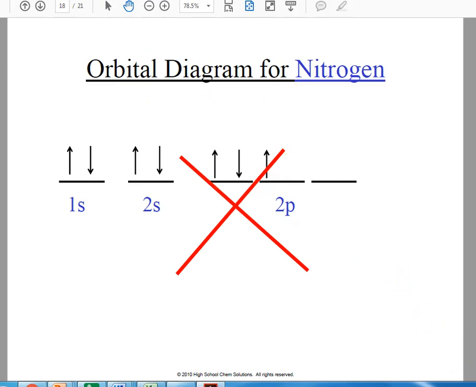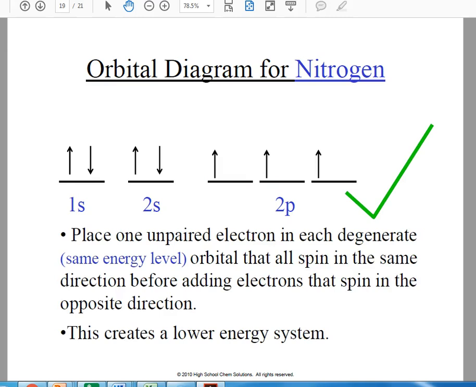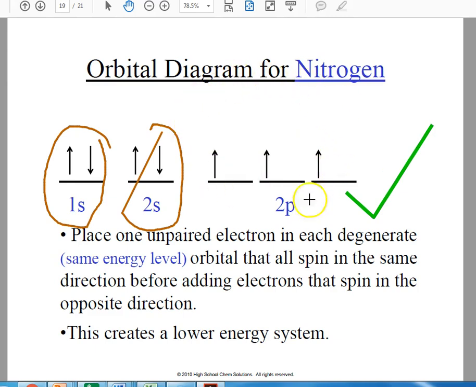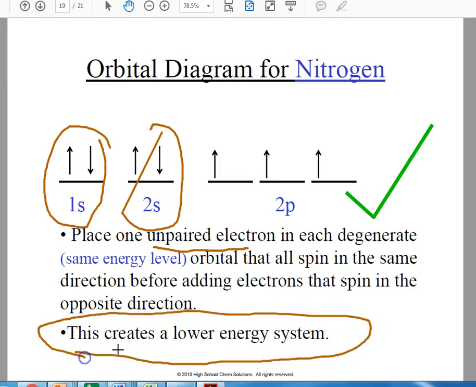So let's look at how that should be done. For nitrogen, we should have 2 in the 1s, which we had correct before, 2 in the 2s, and then for these 3 in the 2p, we've got to go same spin, 1 in each before we ever double. Okay, so we place 1 unpaired electron in each orbital. They got to have the same spin, so they could all be down or all be up before you add them in the opposite direction. This creates a lower energy system.